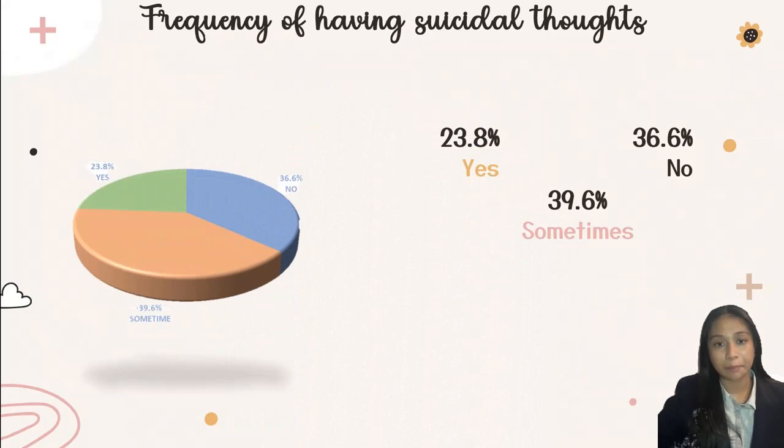Figure 9 and Table 9 picture whether the respondents had ever experienced suicidal thoughts. About 39.6% of them admitted that sometimes they do have suicidal thoughts, as compared to 36.6% of students who declare they do not have suicidal thoughts. On top of that, only 23.8% of students declare that they do have suicidal thoughts.